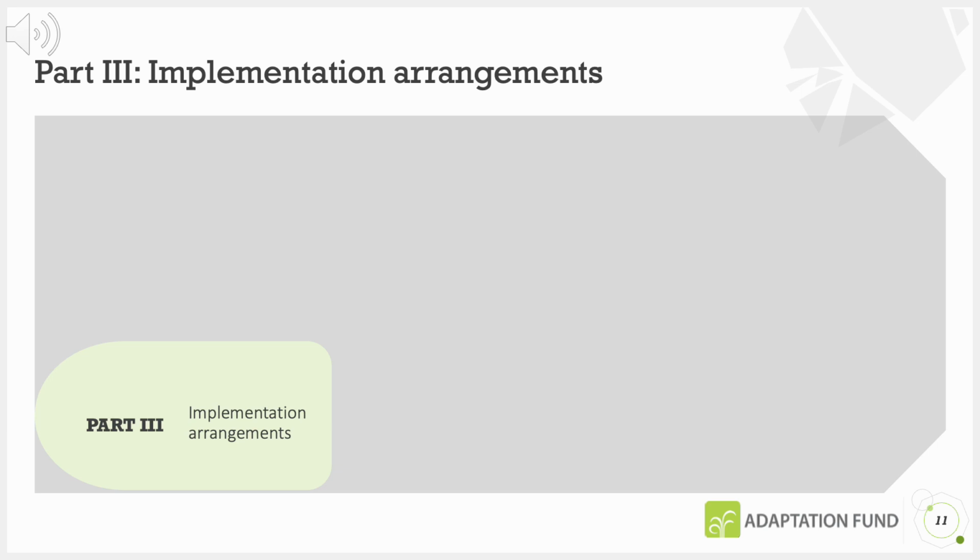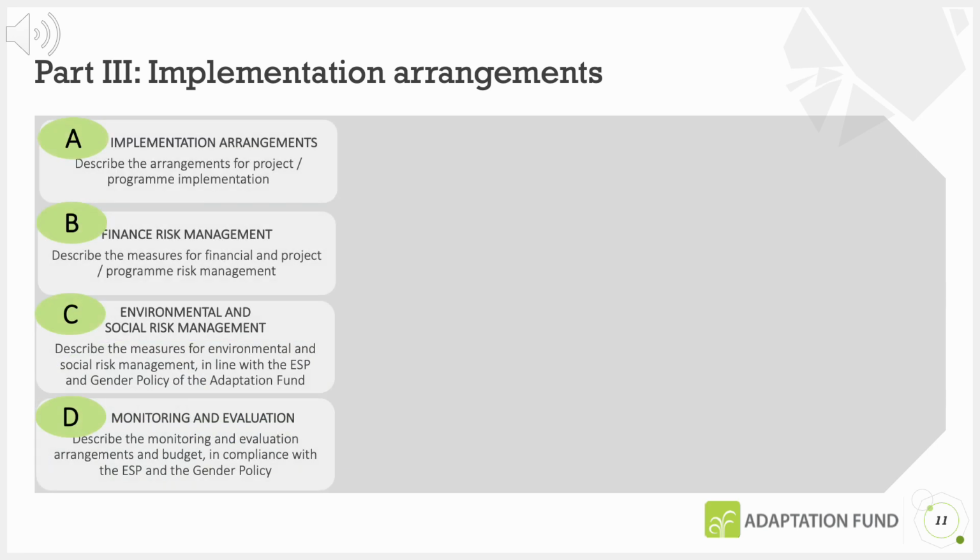Part 3 of the proposal template, Implementation Arrangements, has 8 sections, A to H. For sections A to D, describe A. the arrangements for project's implementation. B. The measures for financial and project risk management. C. The measures for environmental and social risk management. And D. The monitoring and evaluation arrangements and budget. Sections A to D must be in line with the environmental and social policy and gender policy of the Adaptation Fund.